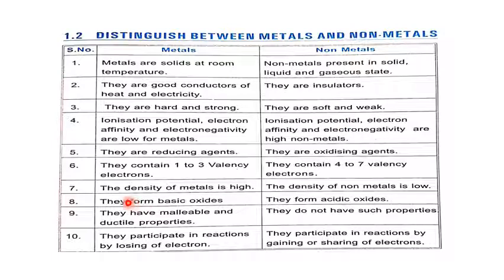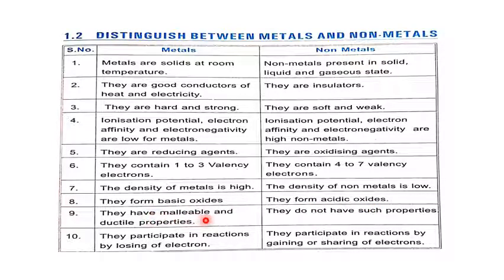Next, metals form basic oxides. Sodium forms sodium hydroxide, magnesium forms MgO. All these are basic oxides. Next, non-metals form acidic oxides. Chlorine is a non-metal, forming HCl, HClO4. Fluorine is also a non-metal, forming HF. Sulfur is also a non-metal, forming H2SO4. Oxygen is also a non-metal. So metals form basic oxides, non-metals form acidic oxides.